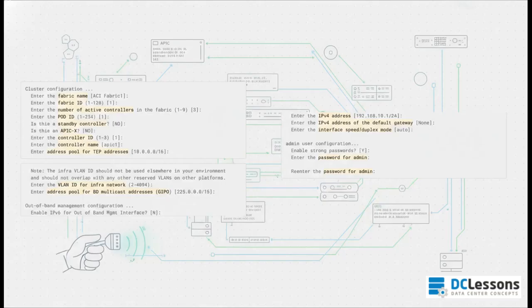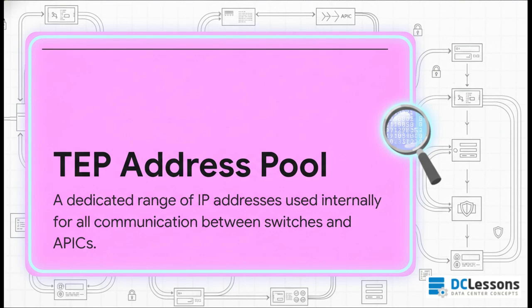Now, this is where it all officially kicks off. An admin grabs a console cable, plugs into that very first APIC, and runs a simple setup script. You can see on the screen it's just a series of questions. This is where you give the fabric its identity. What's its name, how many controllers are we expecting, and maybe most importantly, what internal IP address range is it going to use? And that question leads us to this critical concept, the TEP address pool.